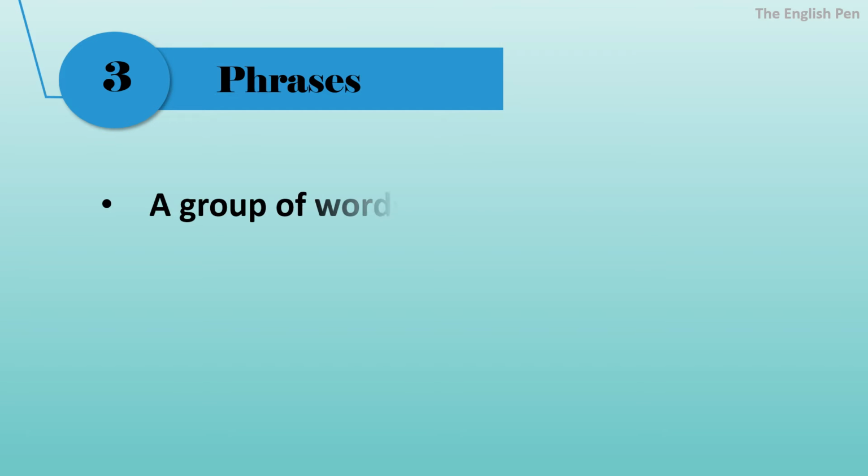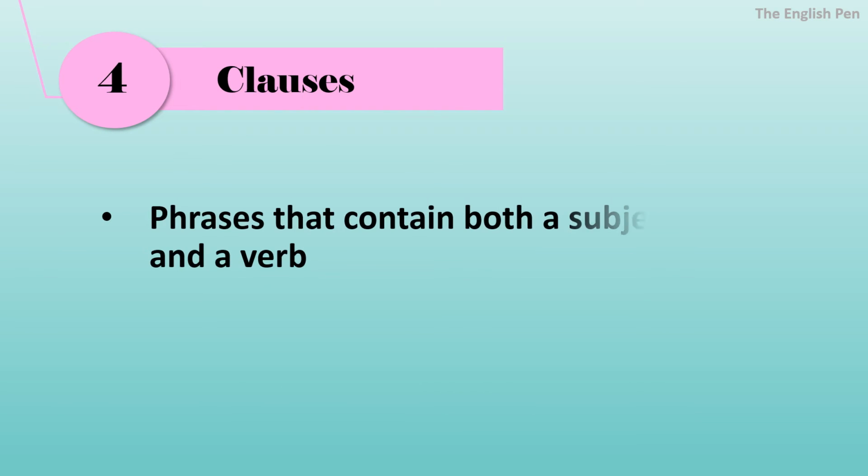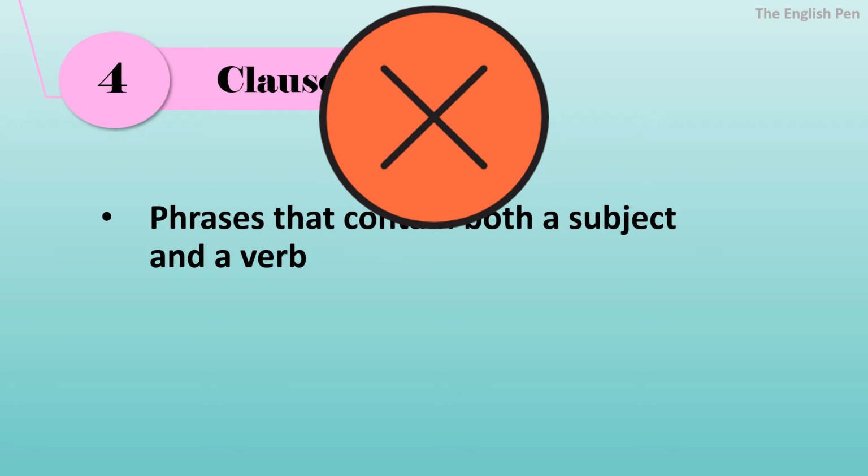Number 3, phrases. Phrases are a group of words that convey an idea. They don't make sense by themselves without the rest of the sentence. I'll go into more detail for phrases too. Number 4, clauses, which are phrases that contain both a subject and a verb. However, for the purpose of this video, we are not going to cover clauses, only nouns, pronouns, and phrases. Clauses require a higher skill level to completely understand, so that is a video for the future.